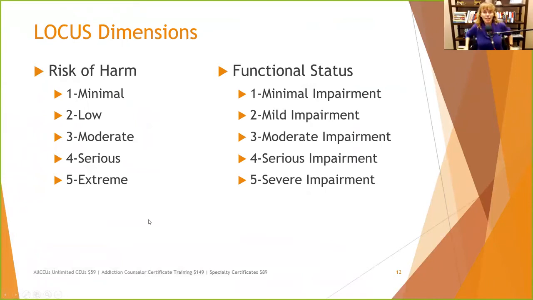When we're talking about the LOCUS, the LOCUS is in your class as well. You can pull that up, take a look at it. It's a little bit longer, but the first dimension is the risk of harm. Is it minimal, low, moderate, serious, or extreme? And then it asks about functional status. Do they have minimal impairment, mild, moderate, serious, or severe? And you're obviously giving a 1 to 5 scale.